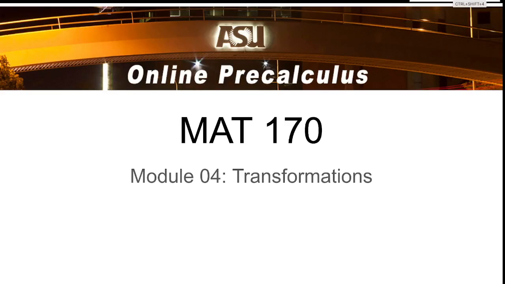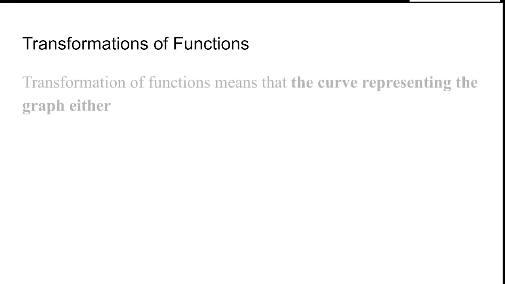So now we're going to take a look in Module 4 at transformations of functions. So what is a transformation? We might think of transformers. So yes, it's transforming one thing into another. When we talk about graphs, the transformations that are possible mathematically are things that will take the graph, the curve, and it transforms it, it changes it in some way.